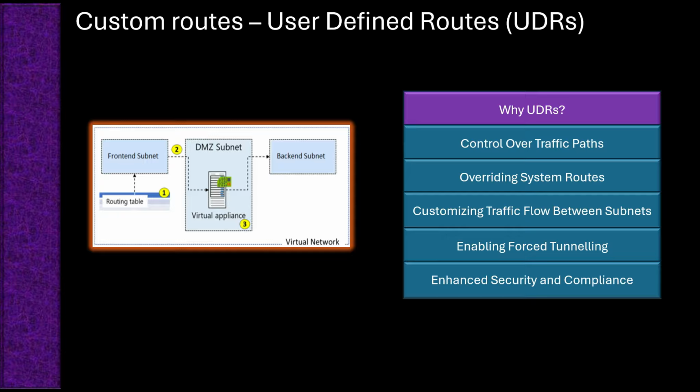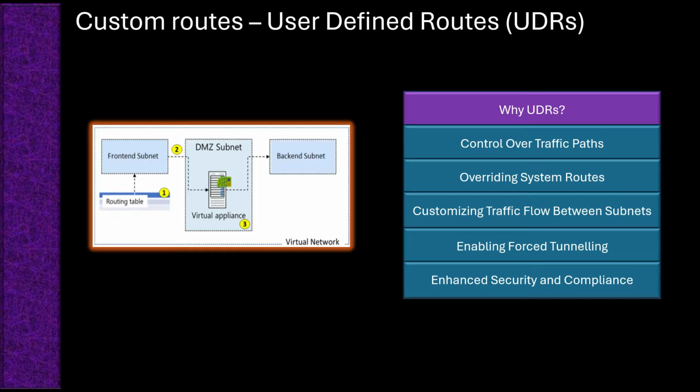Imagine a scenario where your company's security policy requires all traffic to pass through a third-party firewall before leaving Azure. With UDRs, you could configure a custom route to force all outbound traffic to go through the firewall IP address in a dedicated subnet and ensure that no traffic bypasses your security controls.